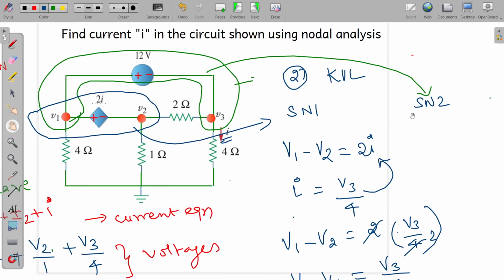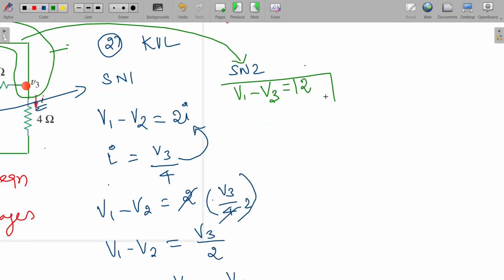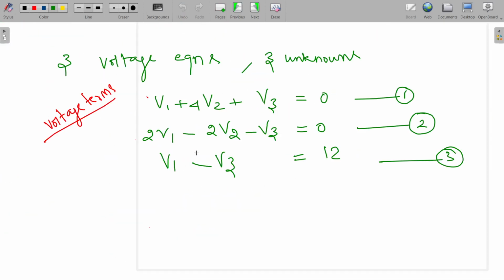Now look at the second supernode, which is shown here with the help of this green color loop. There it consists of this V1 and then this 12 volts and then this V3, right? So it can be written as V1 minus V3, that is equal to 12. So this is your third equation. In terms of voltages, we have all the three equations because we have only three unknowns. These three equations are sufficient to find out these unknowns.